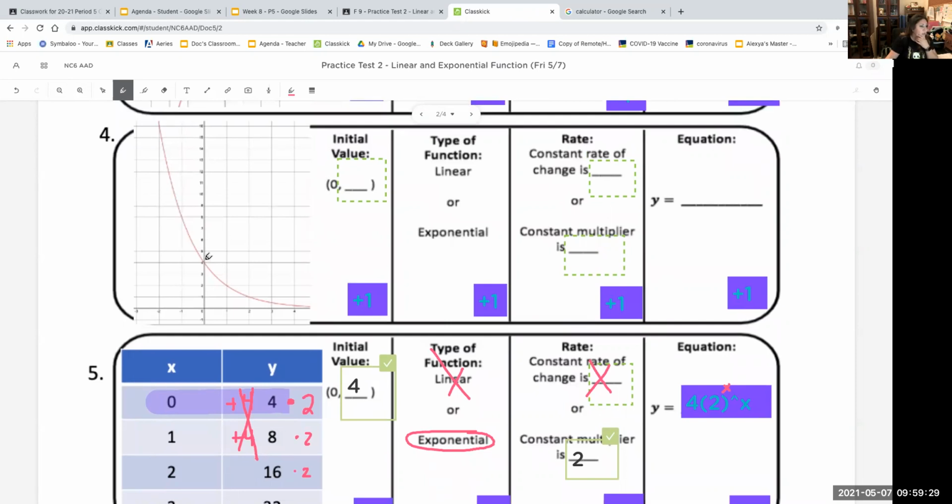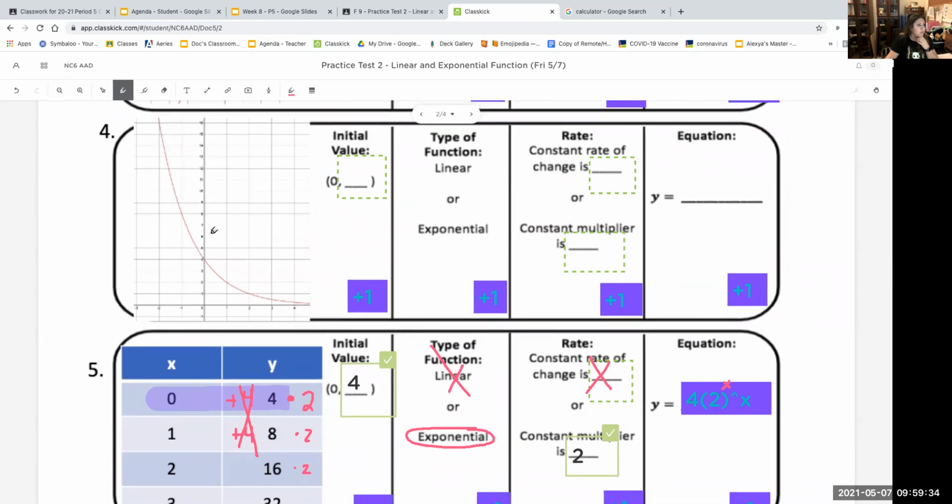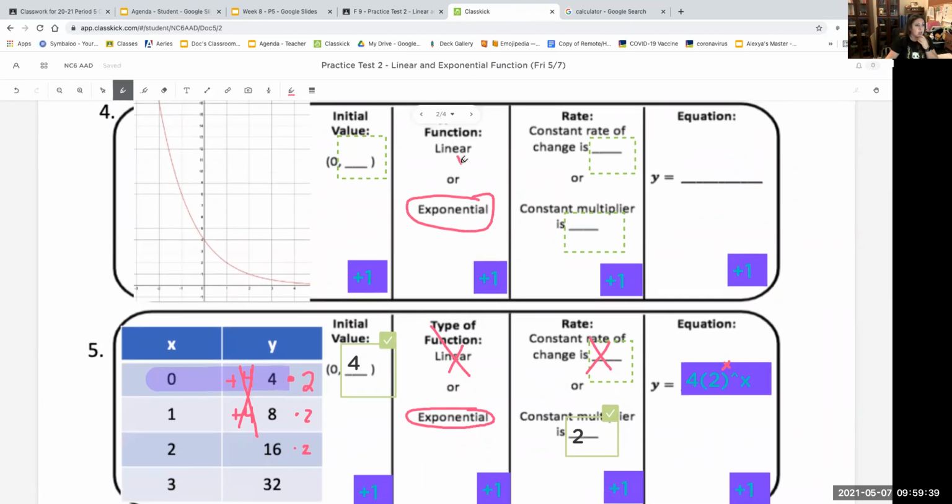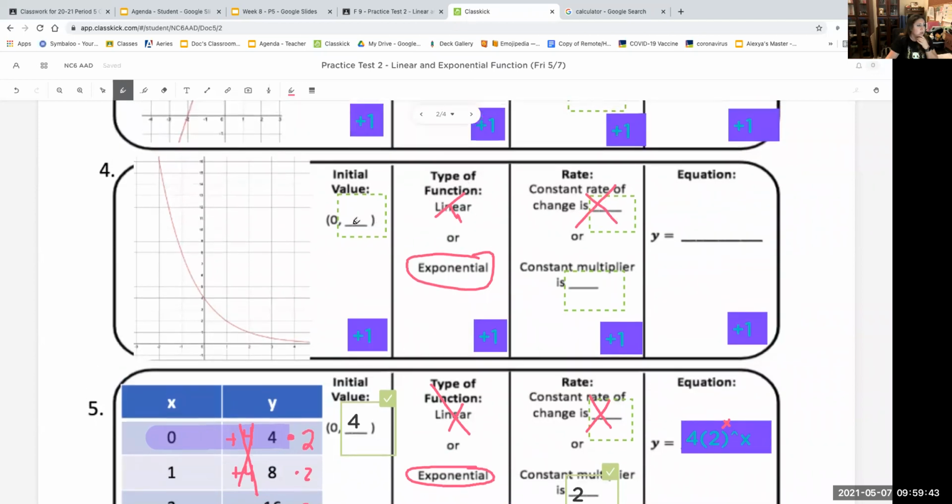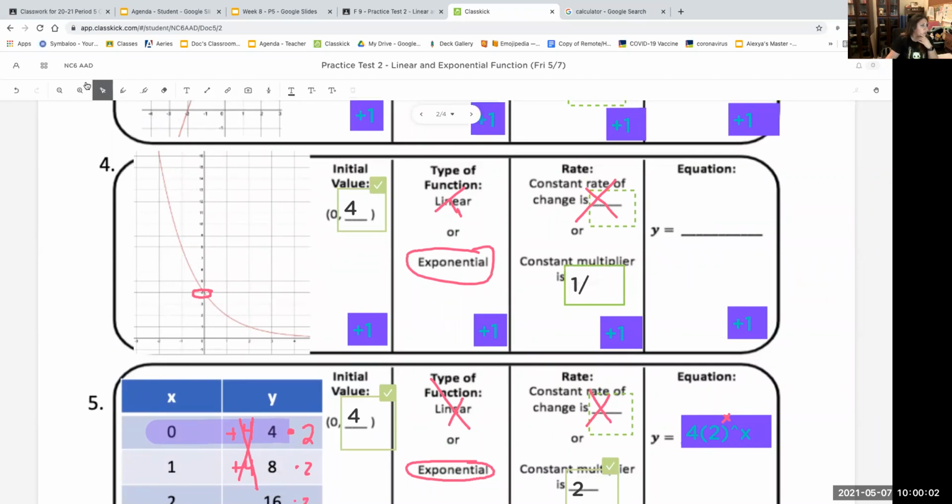Again, we need to figure out the pattern. We see that it's going from bigger to smaller. And we see that it's a curve. So we know obviously right away it's going to be exponential. It's not linear. And it's not constant rate of change. Initial value is at 4. So I'm going to have 4. So without doing anything, you guys should at least be able to do these two. And you need to find out what your multiplier is. We know it's going to be a fraction since our numbers are getting smaller. So I need to figure out what this number on the bottom is going to be.